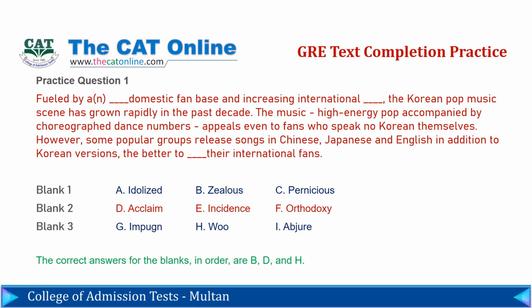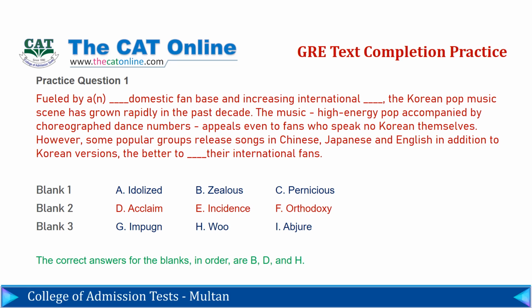For blank 1, grown rapidly clues you in that this will be something positive about the fan base. Pernicious is negative, so get rid of that. Idolized also doesn't work, because the fans might idolize the performers, but the fans themselves aren't idolized. So, you're left with only B for blank 1.